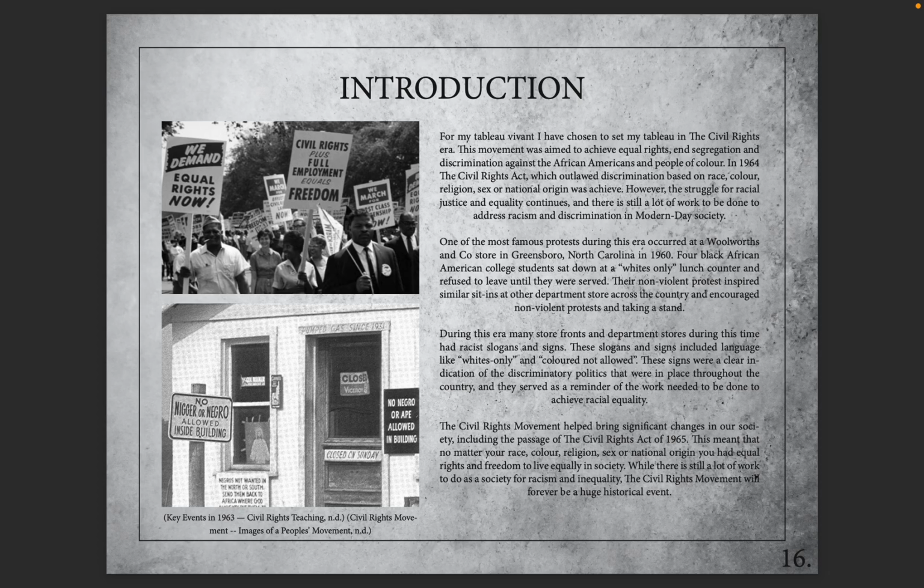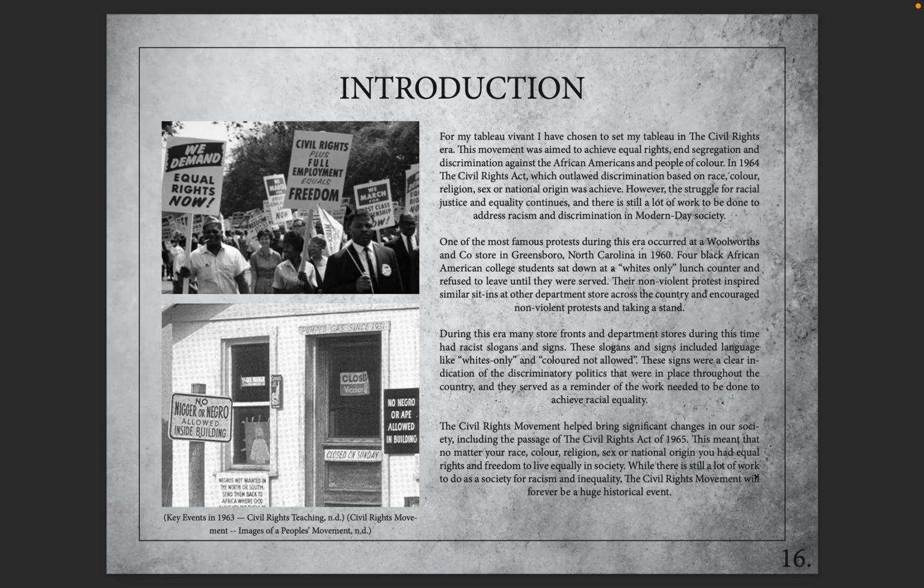This movement aimed to achieve equal rights and end segregation and discrimination against African Americans and people of color. In 1964, the Civil Rights Act, which outlawed discrimination based on race, color, religion, sex, or national origin, was achieved. However, the struggle for racial justice and equality continues, and there is still a lot of work to be done to address racism and discrimination in modern-day society.